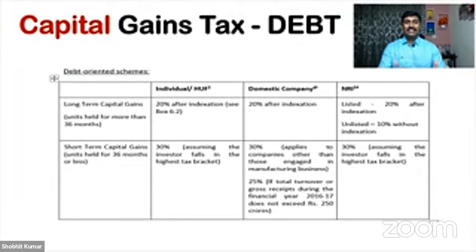Less than 3 years, it is going to be qualified as short-term capital gain. So in long-term capital gain, if your customer has put his money or invested for more than 3 years, then he needs to pay tax at the rate of 20% after indexation.